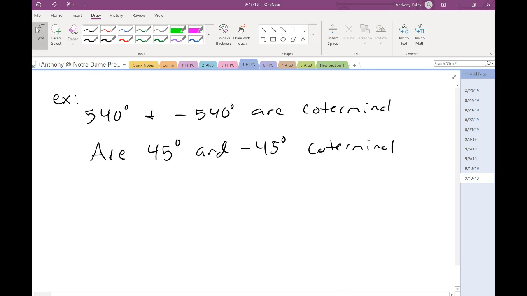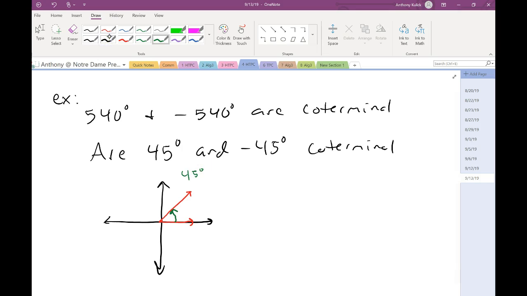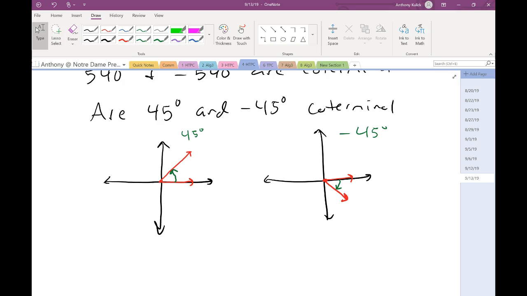So let's look at whether 45 and negative 45 are coterminal. Let's draw the picture. Our initial side is always the positive x-axis. If I go counterclockwise 45 degrees, that's to there. If I do the same thing for negative 45 degrees, we're going to go clockwise 45 degrees. And we can see the terminal sides are definitely not in the same location. Everybody notice this?